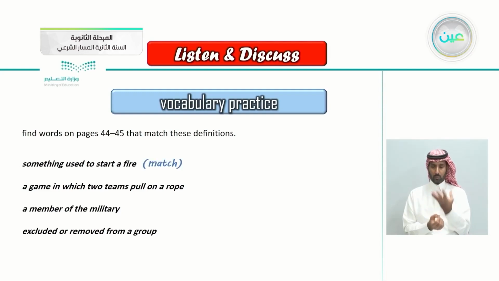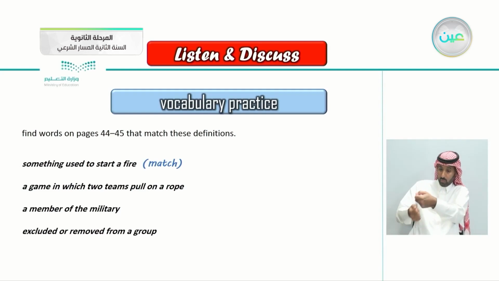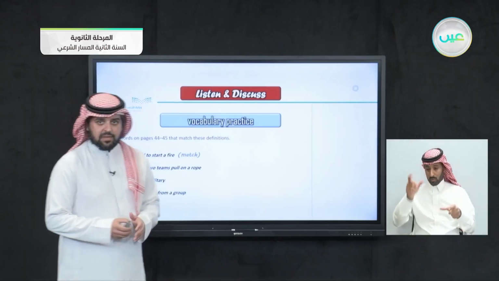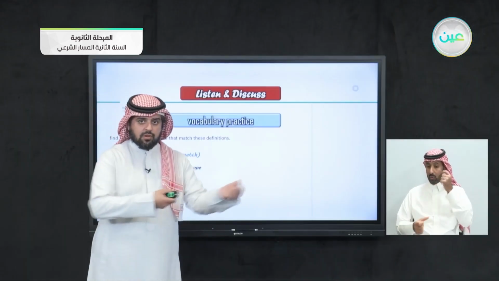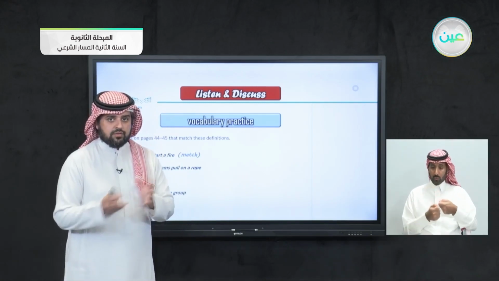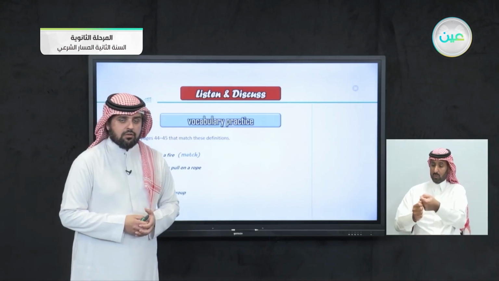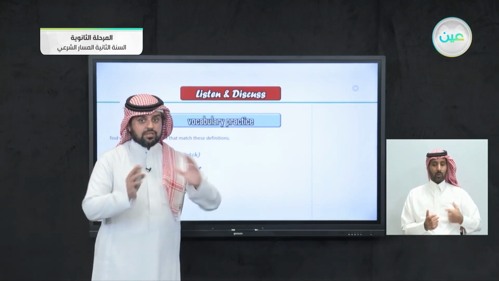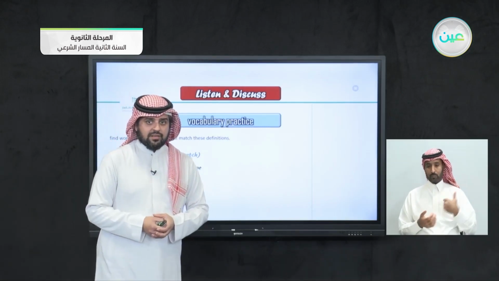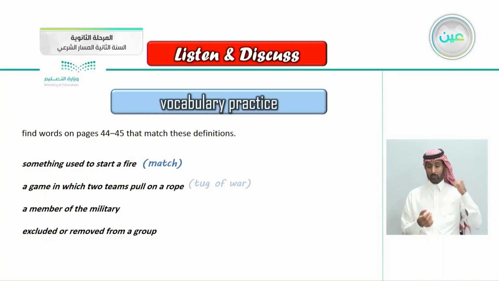It's match. A game in which two teams pull a rope. This is a game here, in which two teams pull the rope. You have your team and the opponent team, and you each pull a rope. What's this game or sport called? So let's see the answer here. It's tug of war.